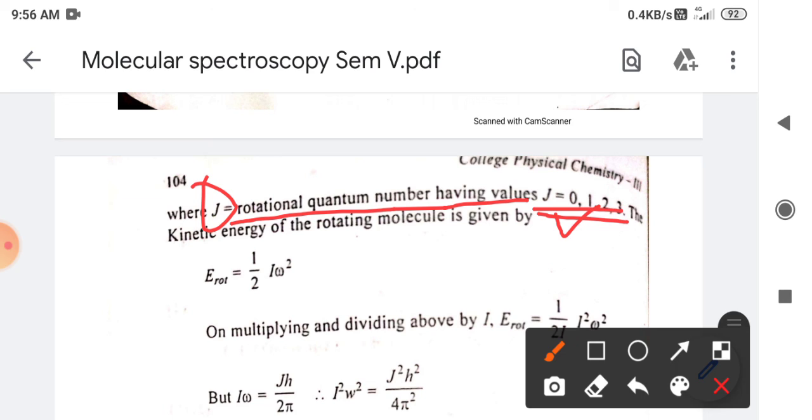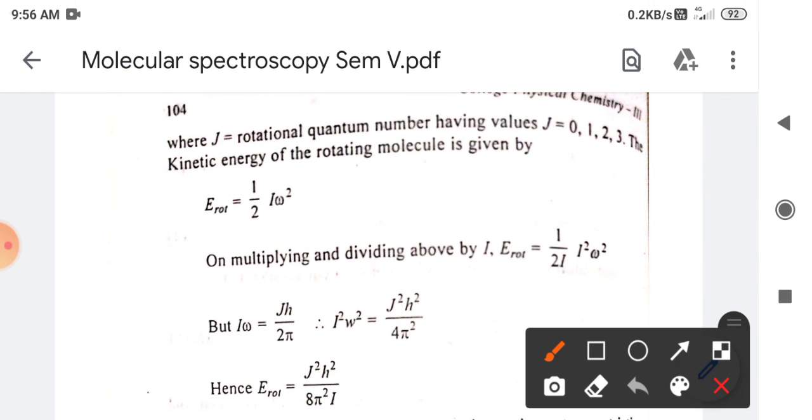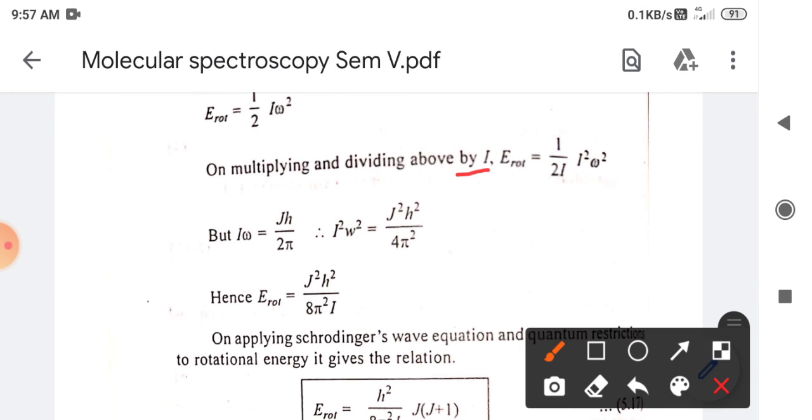These are the various energy levels. Now the kinetic energy for the rotating molecule is given by the same form. For linear motion, kinetic energy is half m v square. Now instead of mass we take the moment of inertia, and instead of velocity we take the angular velocity. That is the difference. So the rotational kinetic energy is half I omega square. Upon multiplying and dividing by the moment of inertia, we get I square omega square upon 2I.